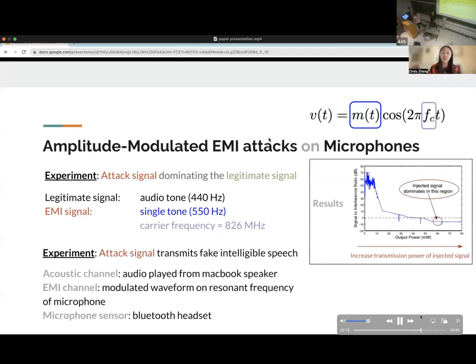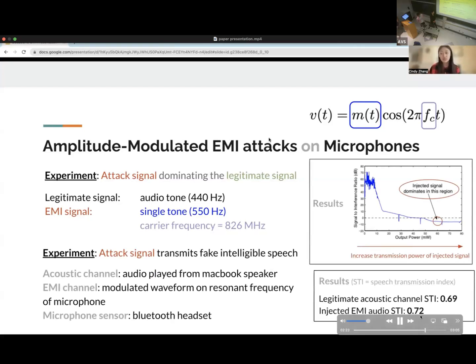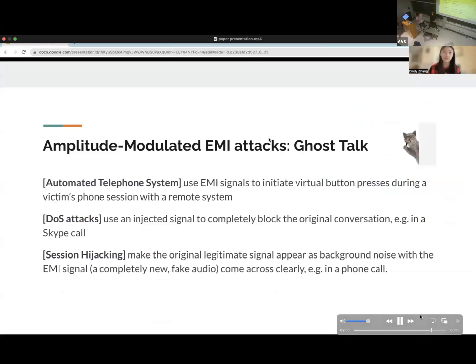The setup included a MacBook speaker that played the original audio, an EMI modulated signal as described, and a microphone sensor, which was a Bluetooth headset. The results, which were measured using the speech transmission index, showed that both the legitimate channel and the injected audio channel had high, comparable STI scores. In fact, the injected audio had an even higher STI score.